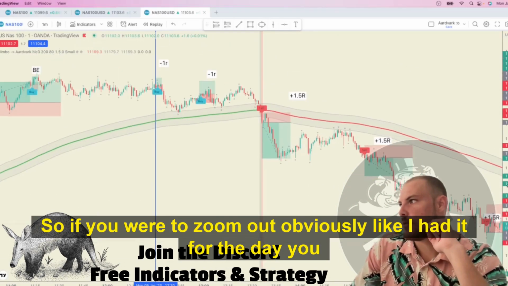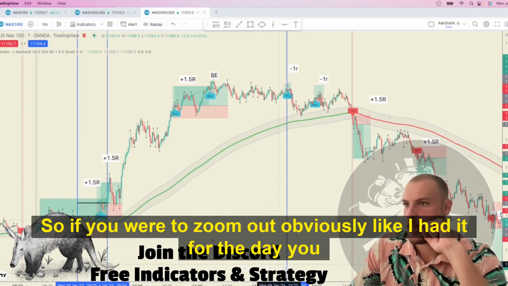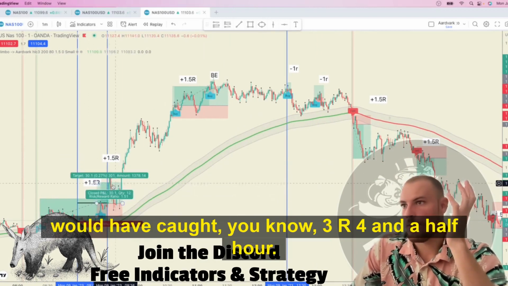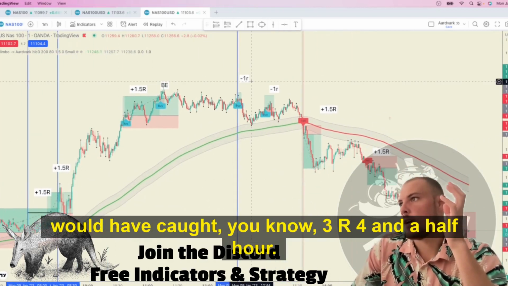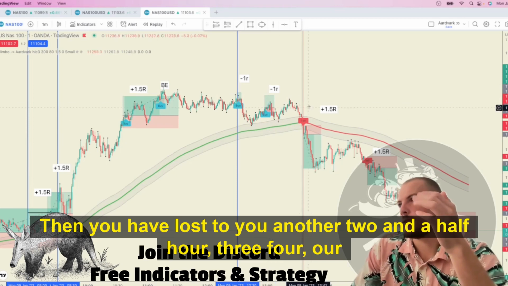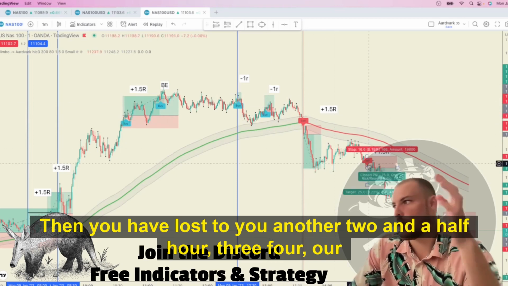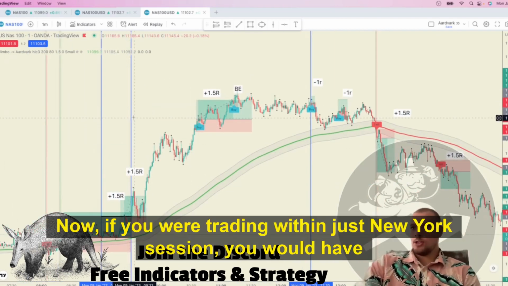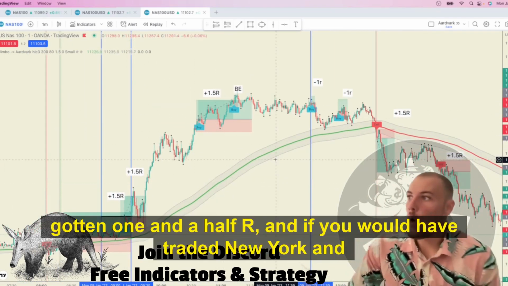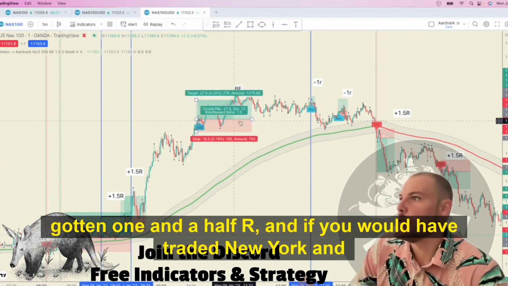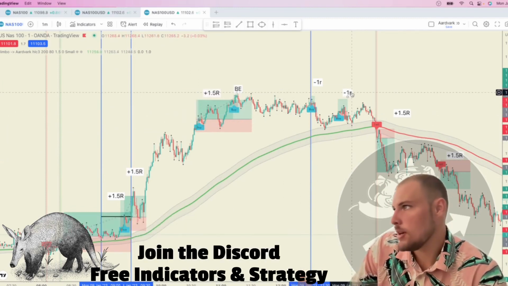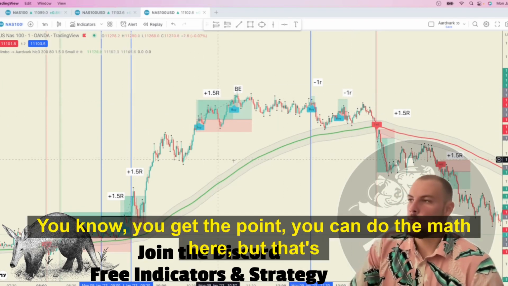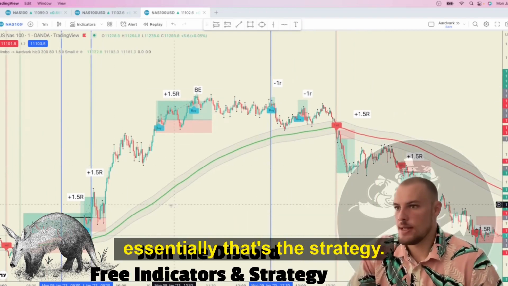So if you were to zoom out, like I had it for the day, you would have caught 3R, 4.5R, and then you would have lost 2. You would have done a 2.5R, 3, 4R, 5.5R, and then whatever's going now. If you were trading within just the New York session, you would have gotten 1.5R, and if you traded New York plus an hour, you get the point. You can do the math here, but so that's the strategy.